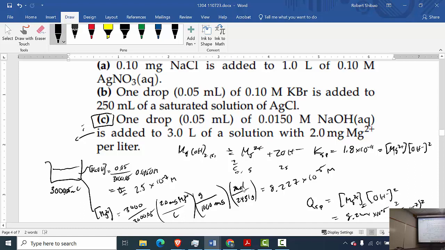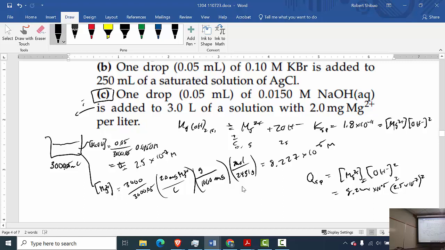And so let's go ahead and do that calculation. Times 2.5 times 10 to the minus 7 squared. Oh shoot, my calculator didn't do it. But the rest of this is straightforward, right? Just make a comparison. Which one's bigger?